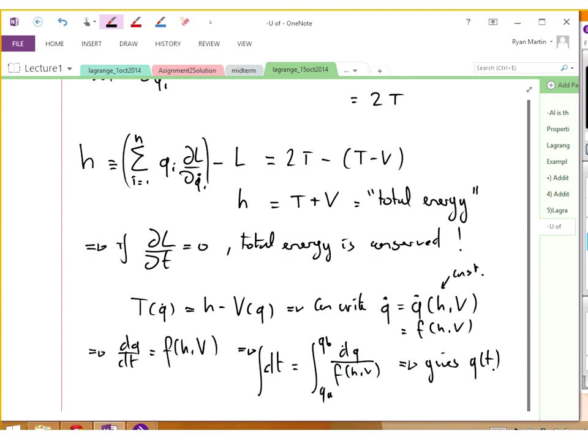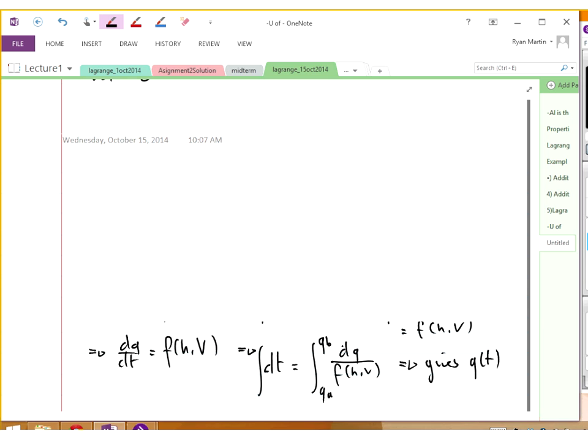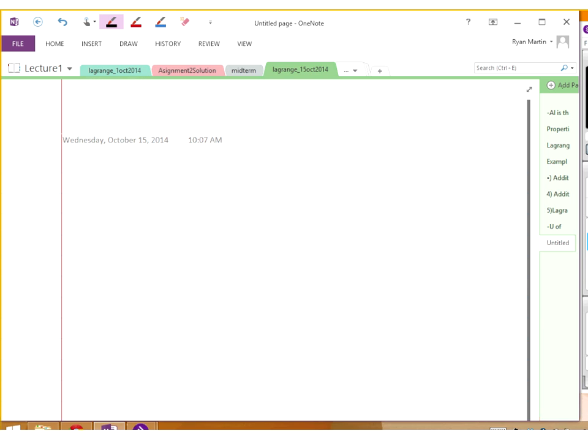So you don't have to do a second order derivative, but it does assume that you can do the integral of 1 over f integrated over q, and then invert that function to get q as a function of t. Let's do a quick example of using this. This is just a very formal way of saying we're using conservation of energy to solve a problem. So here's how you would do it in practice.